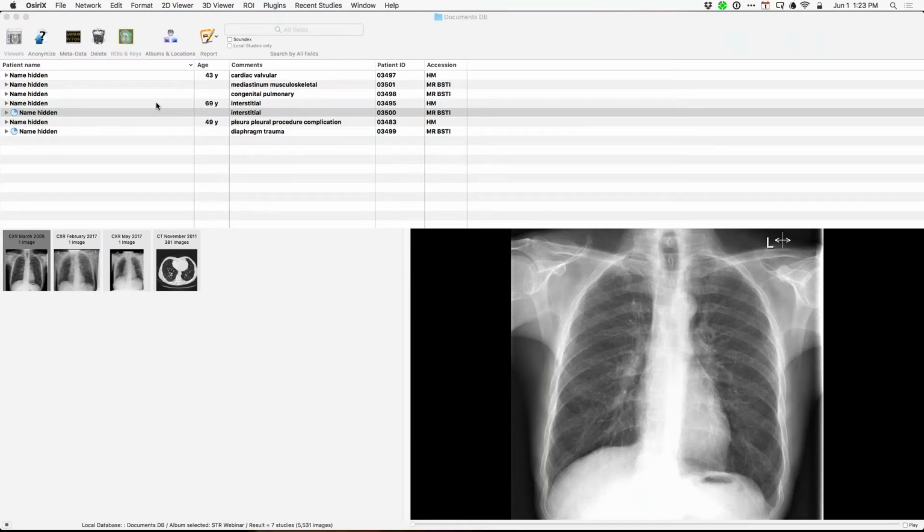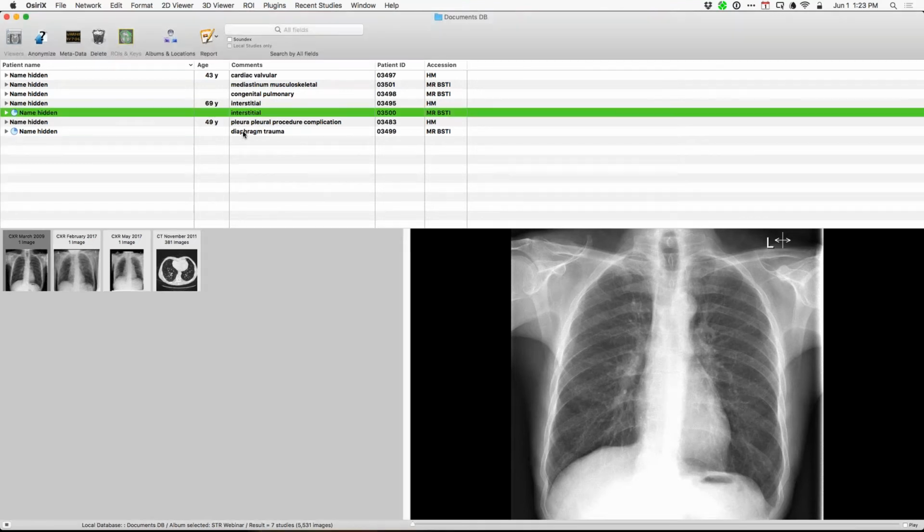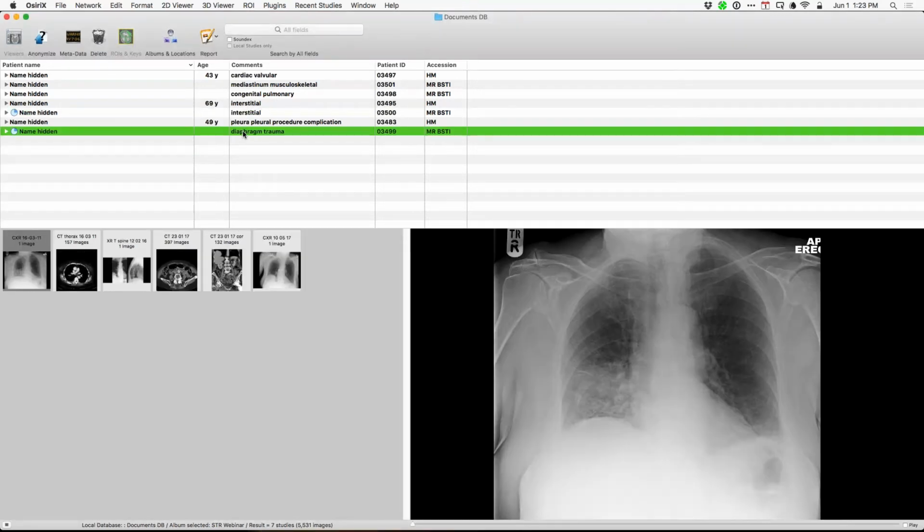This week I'm going to show some cases that a colleague from London, Mary Roddy, at Imperial College has shared. So thanks to Mary for these cases. Let me show you the first one.